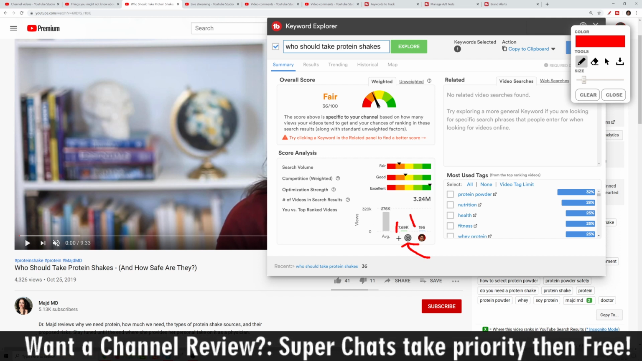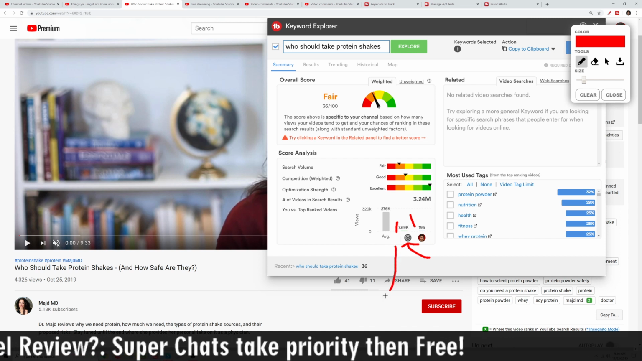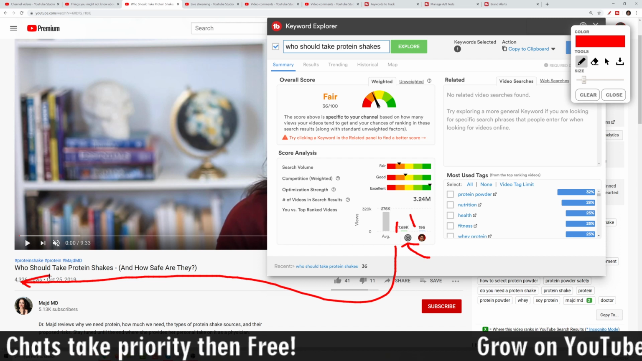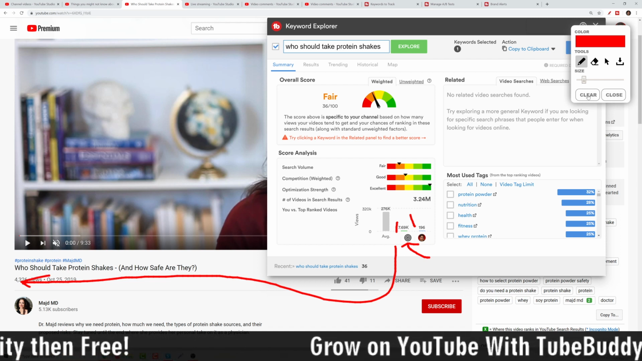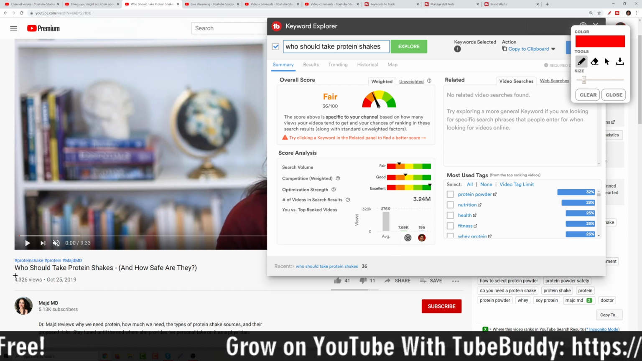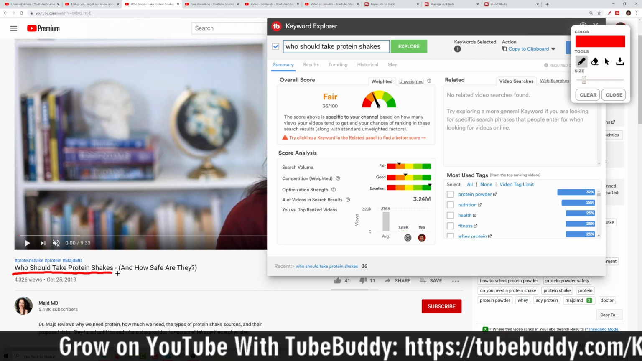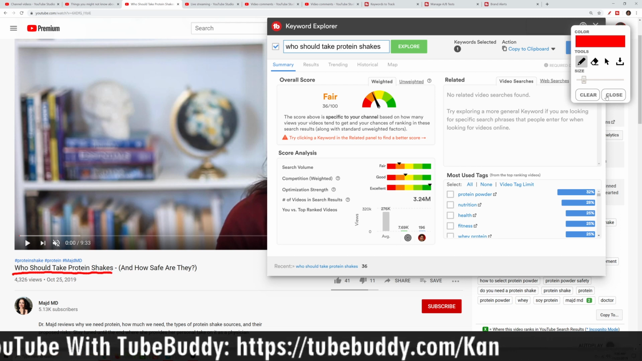7,600, right? This is the barrier to entry to show up on the first page of search results. Well, if I look here, you're below that barrier to entry, meaning it's going to be harder for you to rank on that. And the reason I bring that up is because the first part of what you're targeting for search is who should take protein shakes. So because of that, it's very competitive.